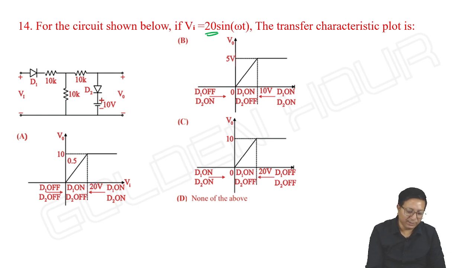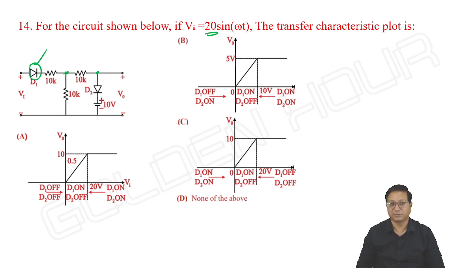What happens? Initially D1 is off, no doubt about it. What about D2? Once D1 is off, is there any voltage possible here? It acts as an open circuit, so there is no voltage possible here. Simply it looks like a T network of 10K, 10K, 10K, and there won't be any voltage here. D2 is also off. Both D1 and D2 are off when input is at its negative peak. So case 1, both D1 and D2 off.